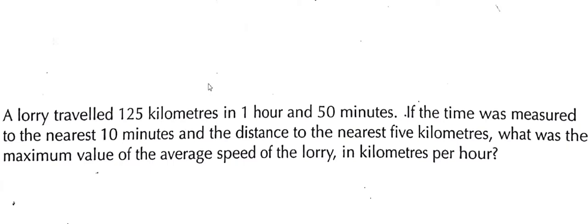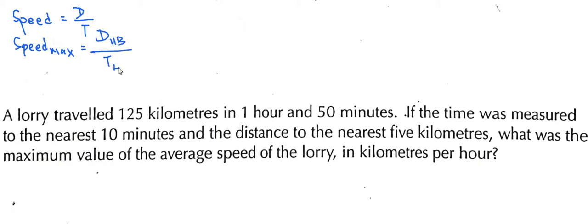Now, let's look at this question. It's looking for the maximum value of the average speed. So, again, speed is distance over time. Now you want maximum average speed, then speed maximum equals distance upper bound over time lower bound.